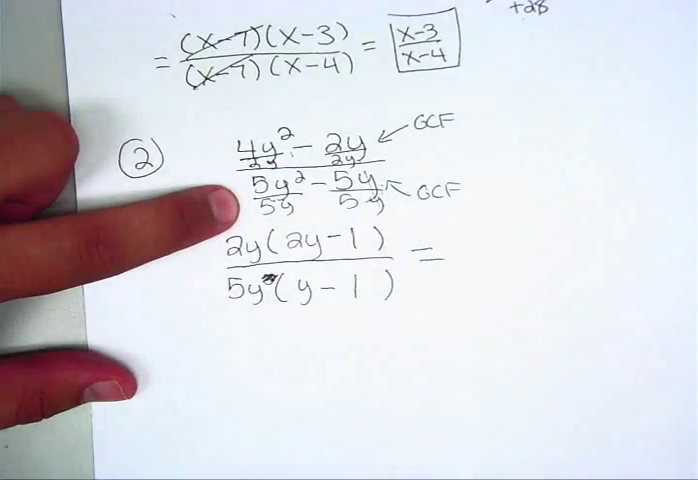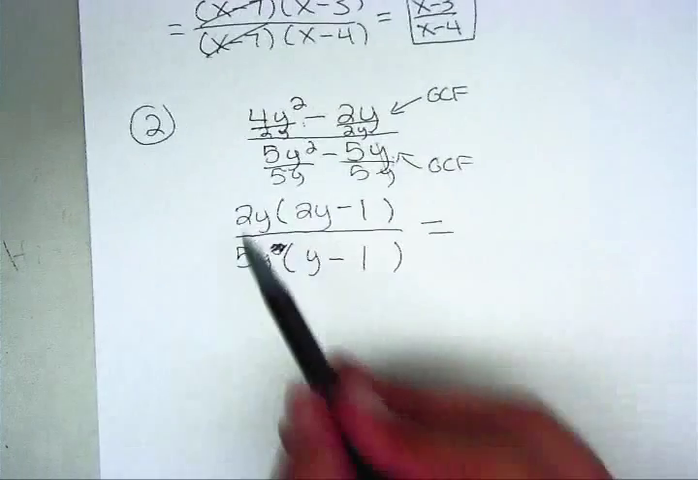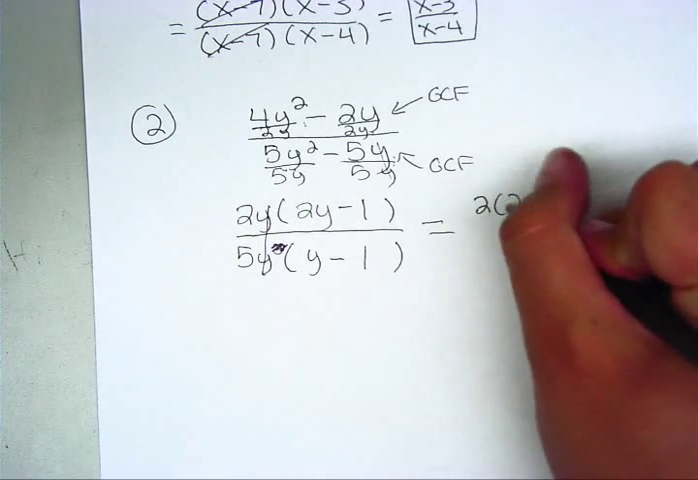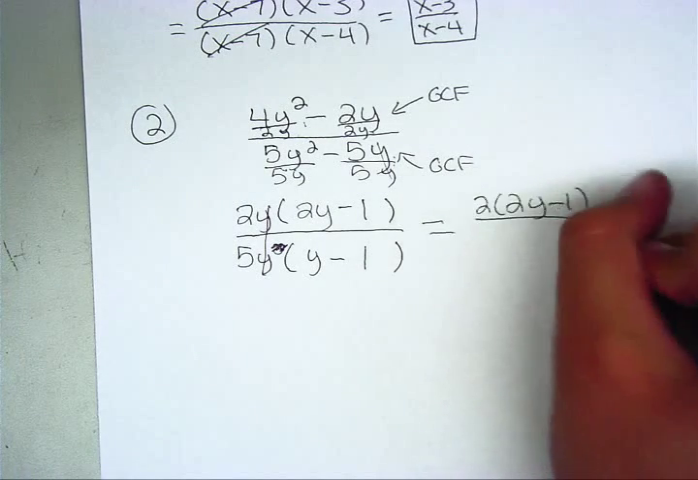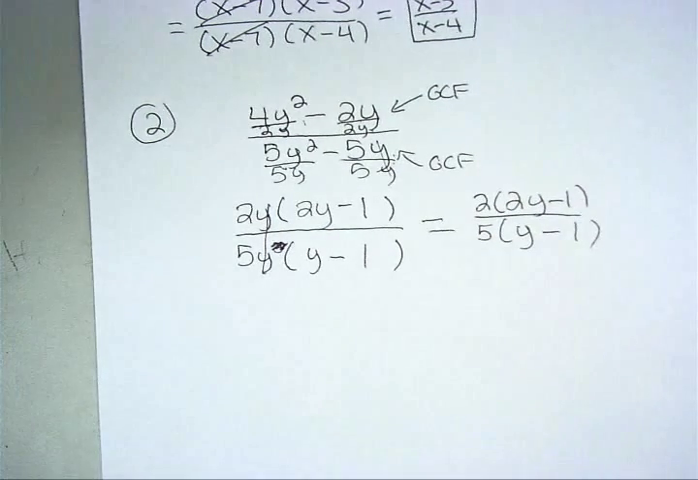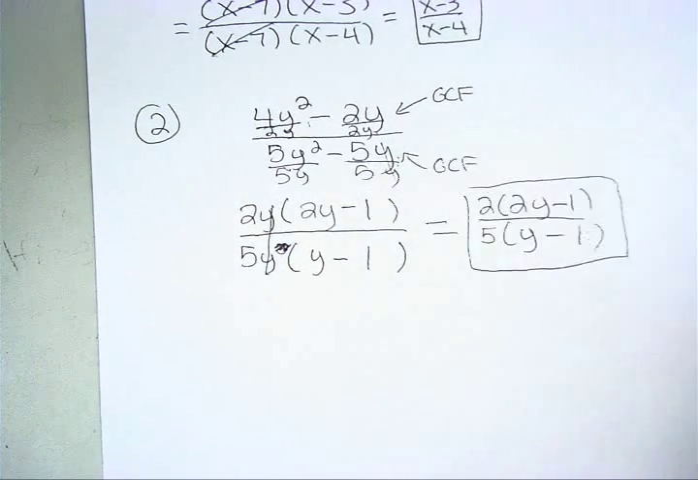So now take a look at what I can simplify. The y's cancel out. I'm left with 2 times 2y minus 1 on top, and on bottom 5 times y minus 1. Circle our answer, and we're finished.